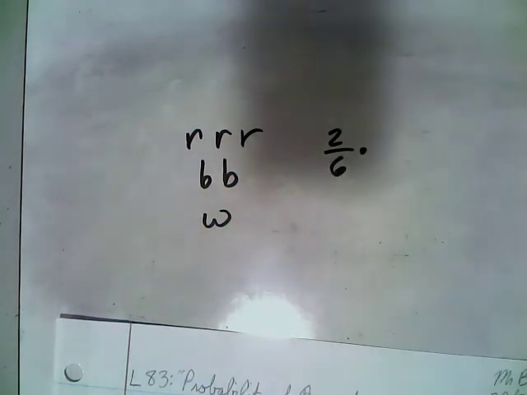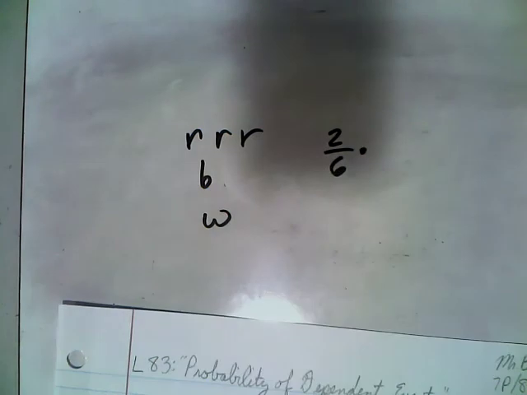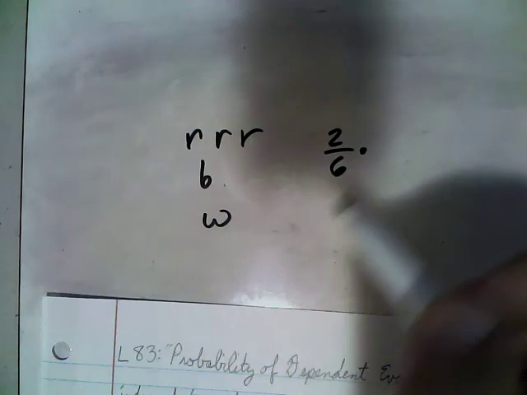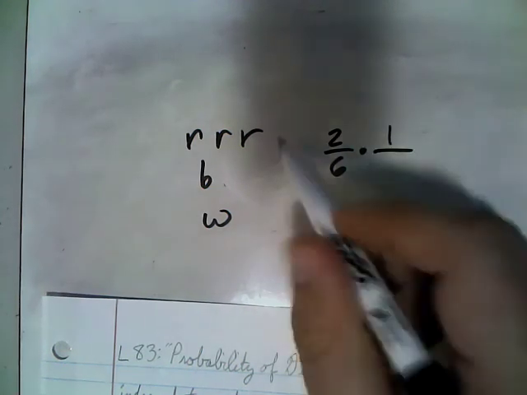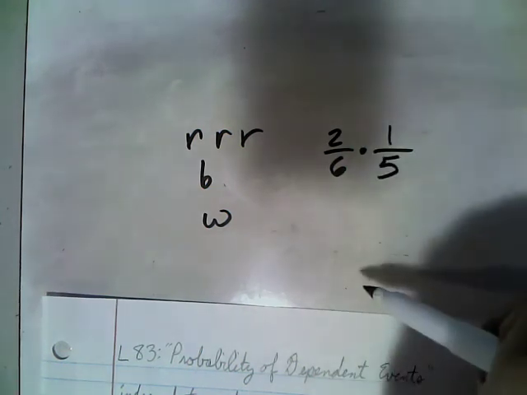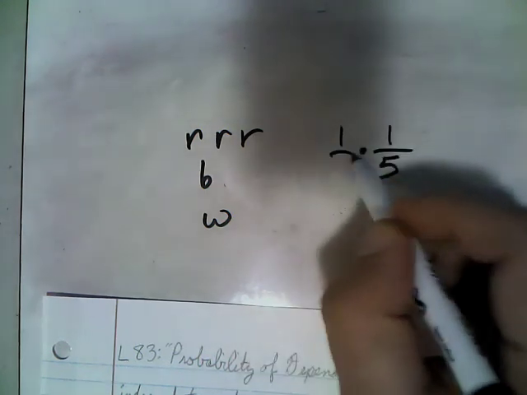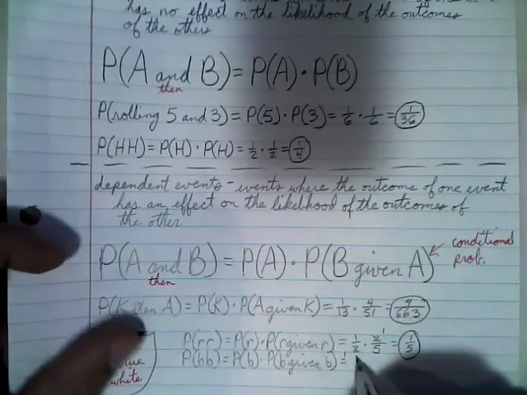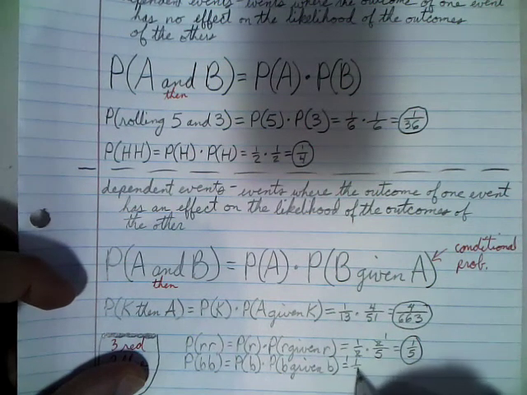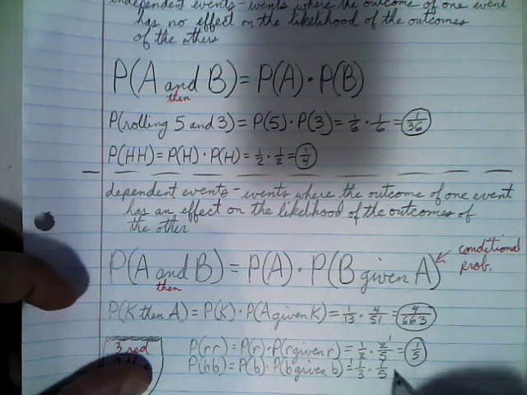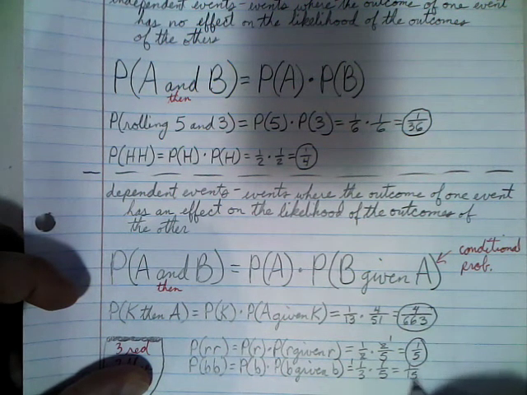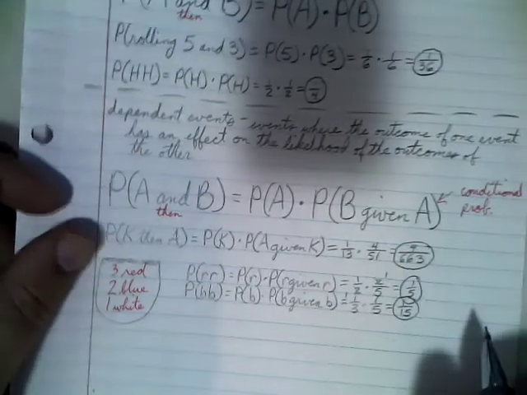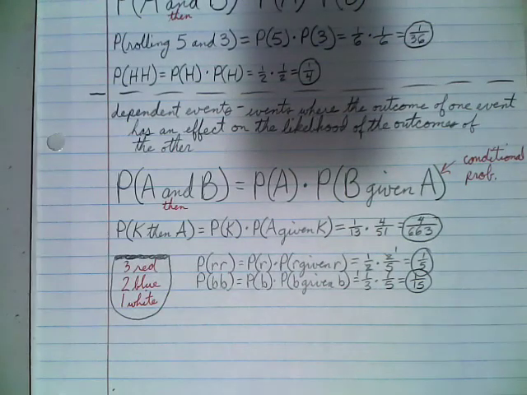And then the probability of pulling a blue, given that we've already pulled a blue. So my conditional probability, we've already pulled a blue. Now I'll only have 1 left out of 5 total. And of course, 2/6 reduces down to 1/3. So then I'm going to have here 1/3 times 1/5. So about 1/15 of the time, I should get double blues.